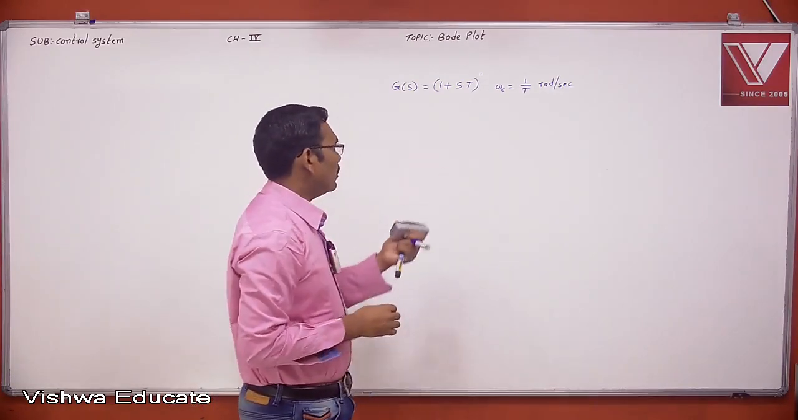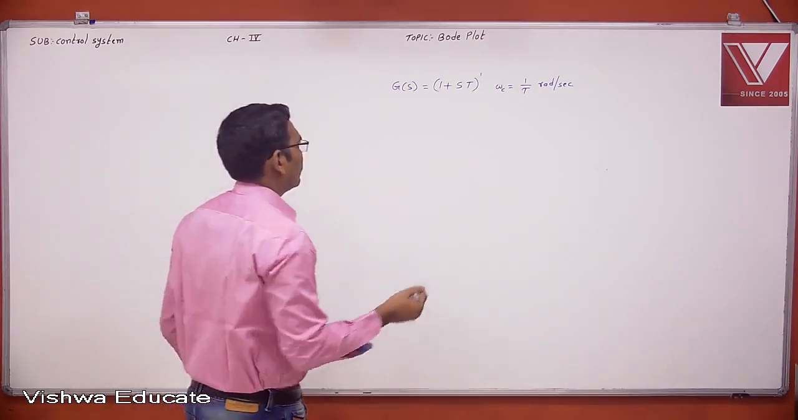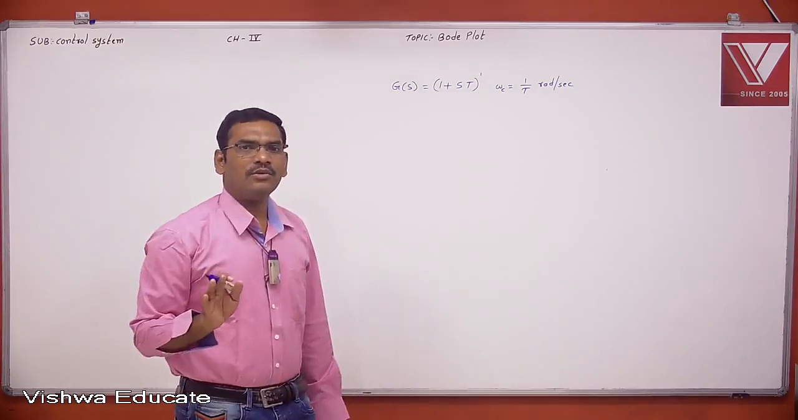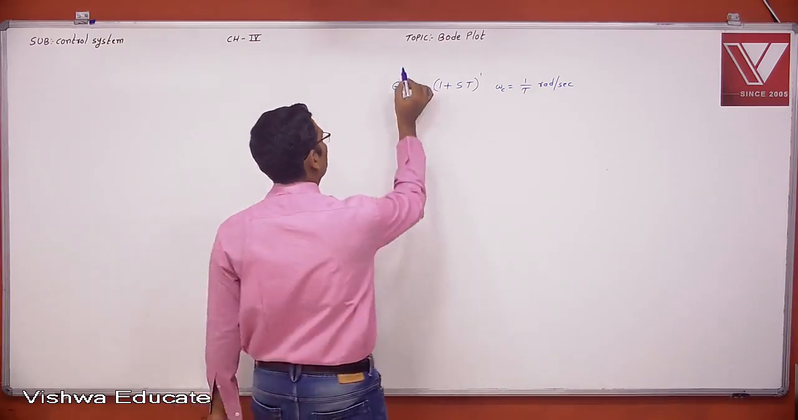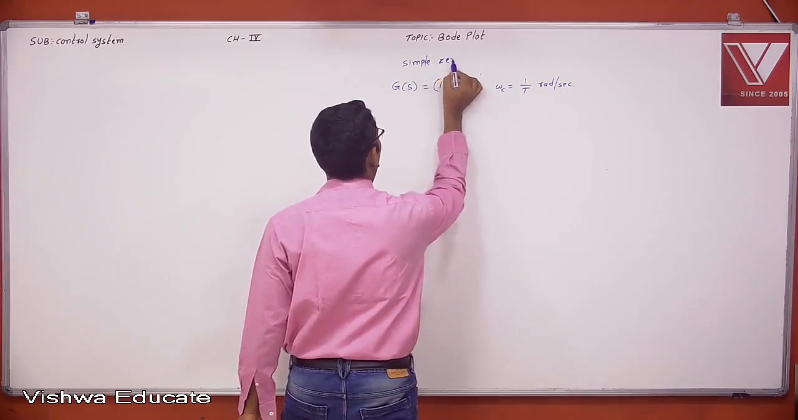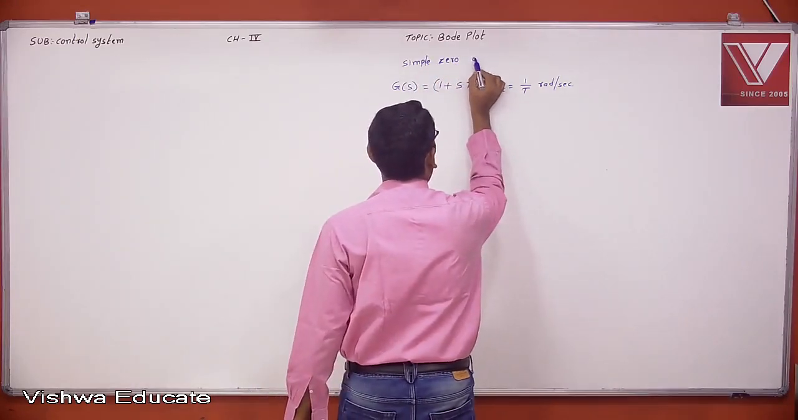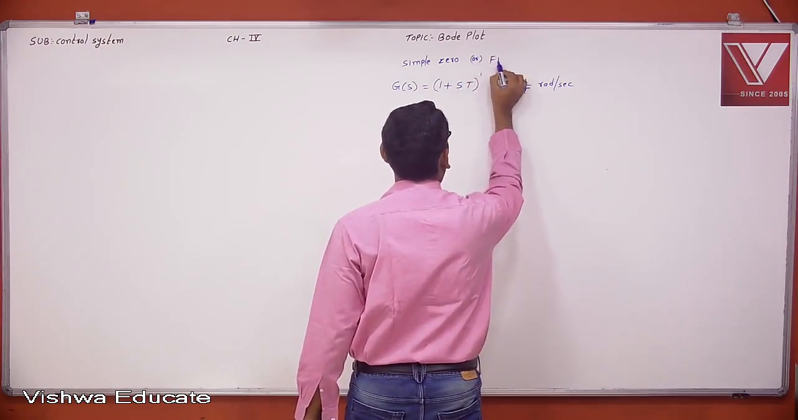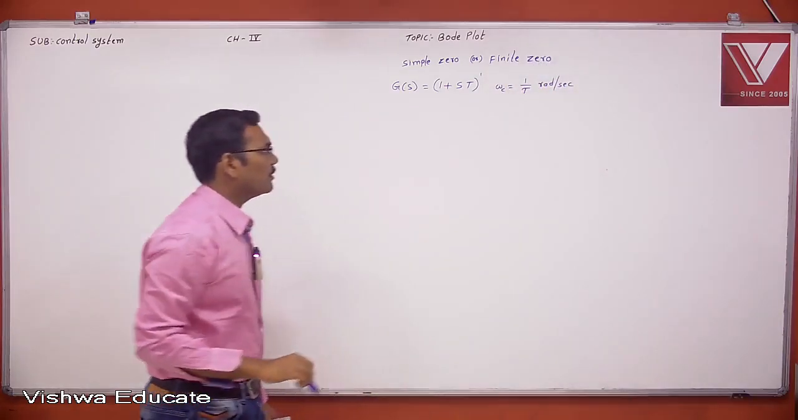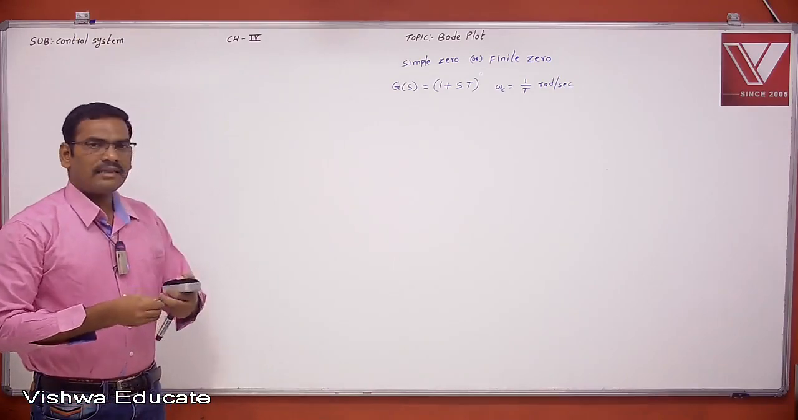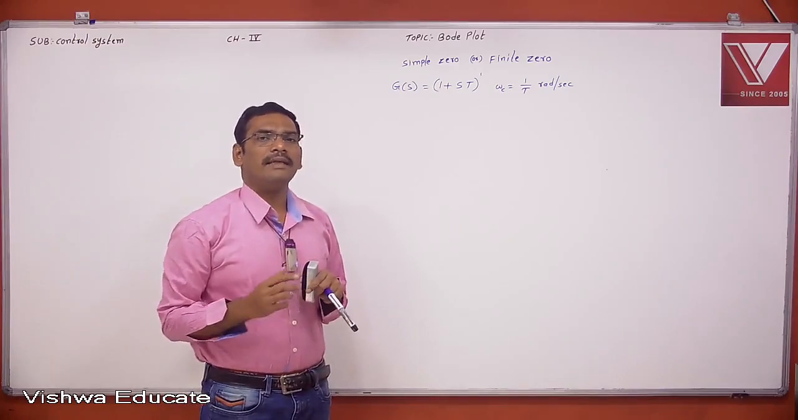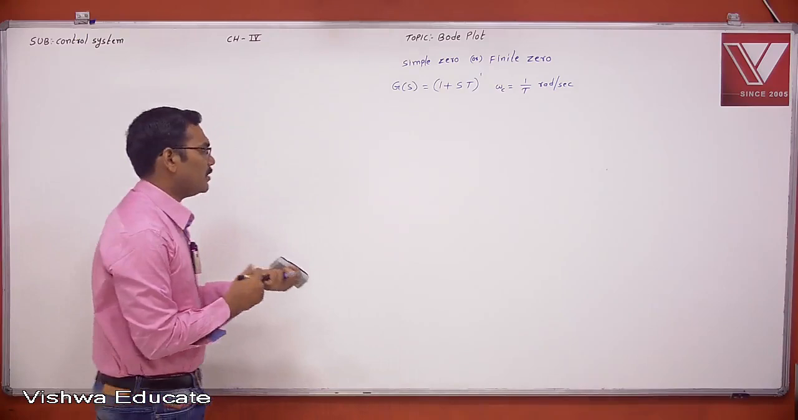Now this is 1 plus sT. It has some corner frequency, and the zero is on the left hand side of the s-plane. This is called a simple zero, or also called a finite zero. Then, what we covered in the previous session, for this simple zero, this finite zero, is drawing the Bode magnitude plot, which we already finished.